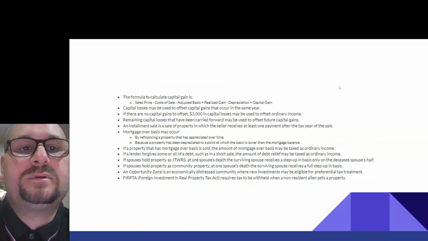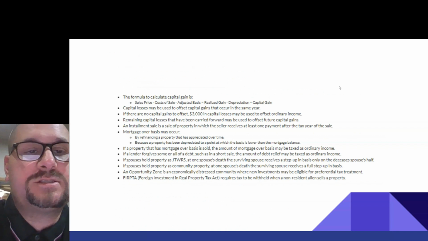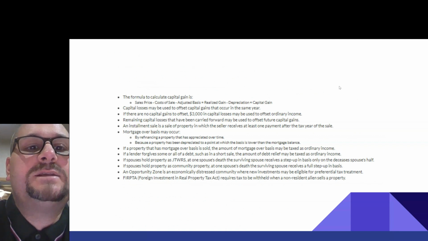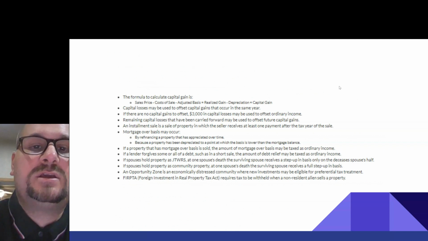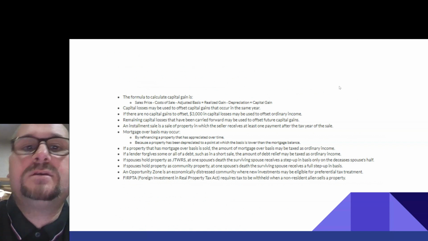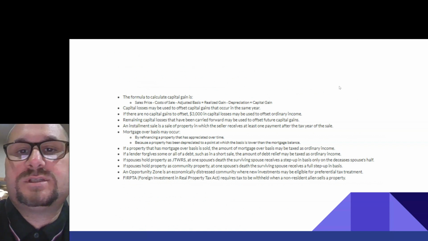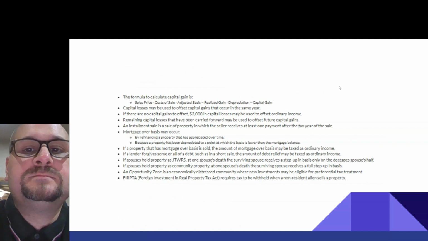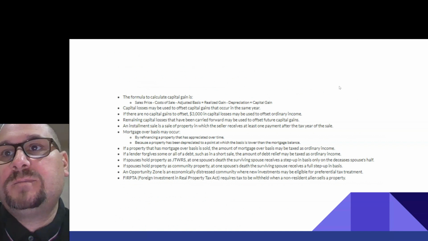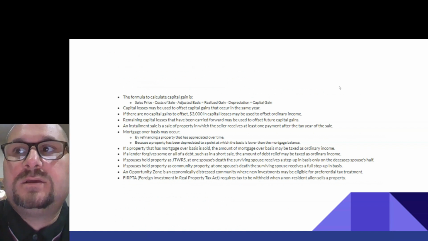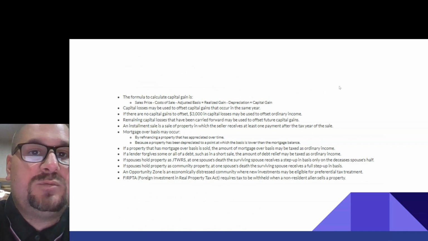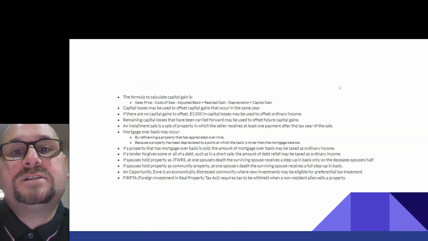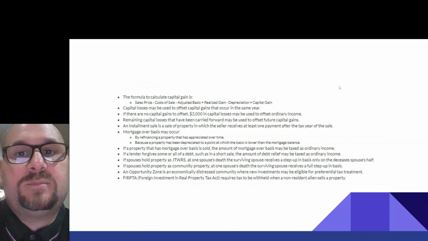The formula to calculate capital gain is the sales price minus the cost of sale minus the adjusted basis, which is equal to the realized gain, minus depreciation, which gives you the capital gain.